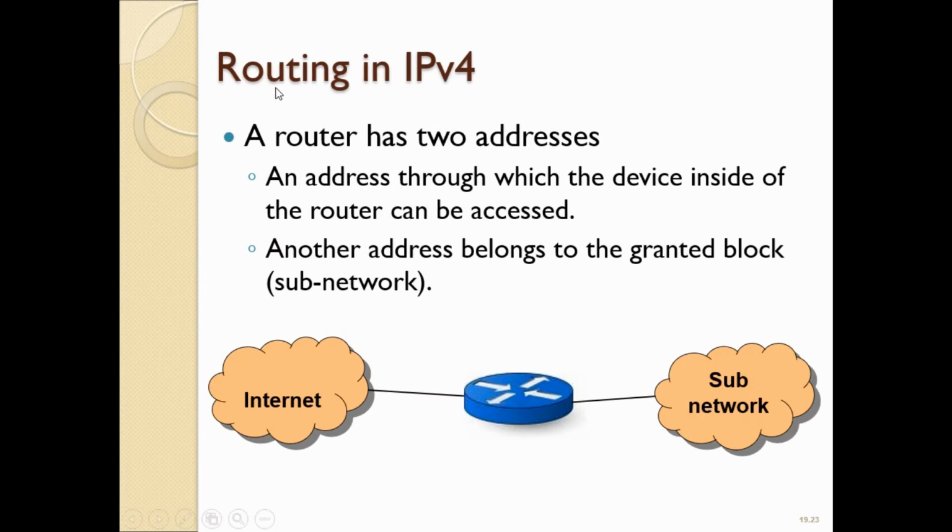Now, routing in IPv4. A router has two addresses. First, an address through which the device inside the router can be accessed. Another address belongs to the granted block, that is, the subnetwork. Here you can see in the figure that the internet is connected to the router, and the router then distributes the network to the subnetworks.